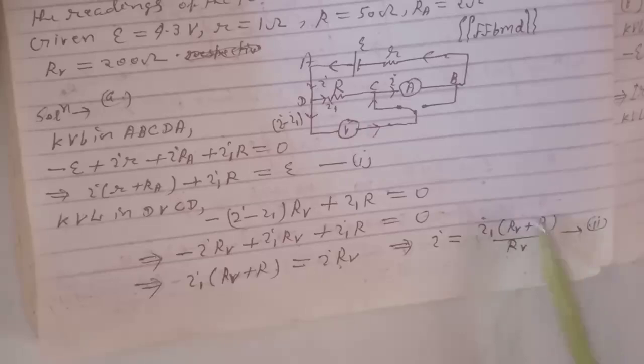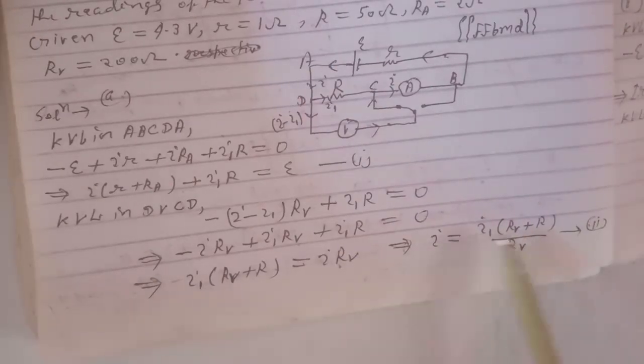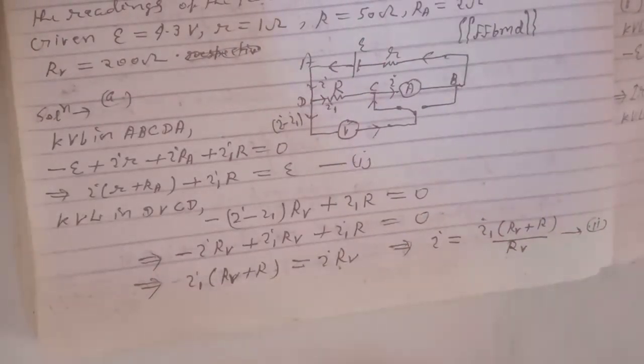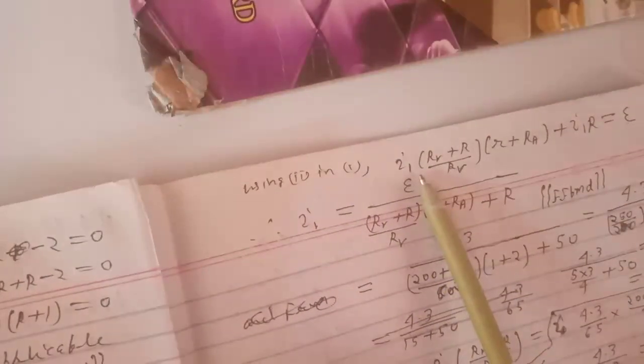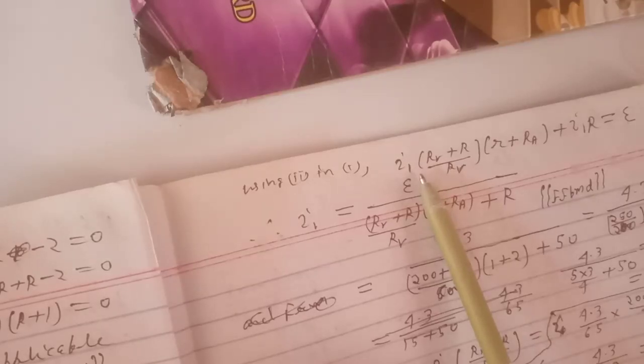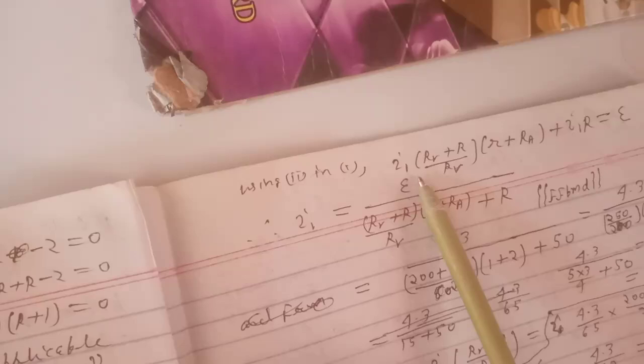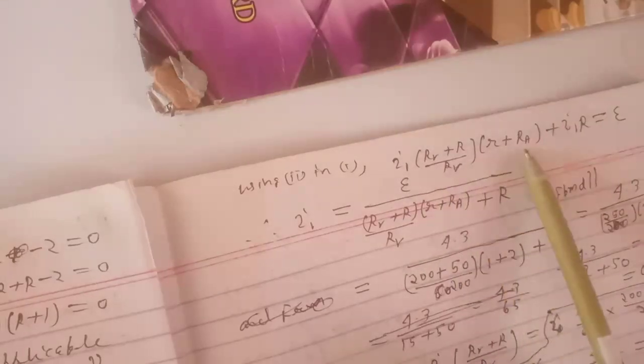This is equation 2. So we have got the value of I in terms of I1, RV and R. Now we can calculate I1 using this equation. In equation 1, using 2 in 1, we have I1 into (RV plus R) by RV into (RA plus RE), plus I1 R equal to E. Hence I1 will be E divided by (RV plus R) by RV into (RA plus RE) plus R.